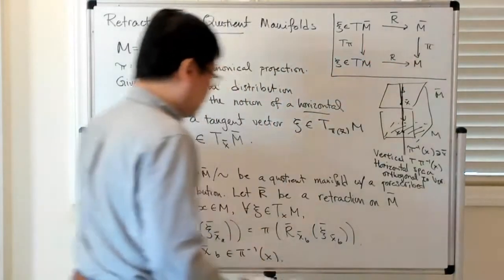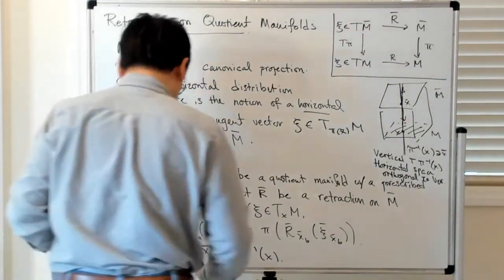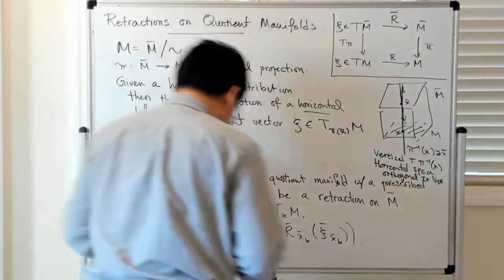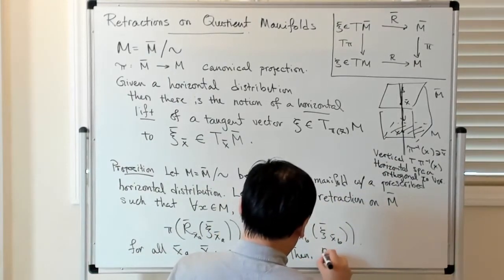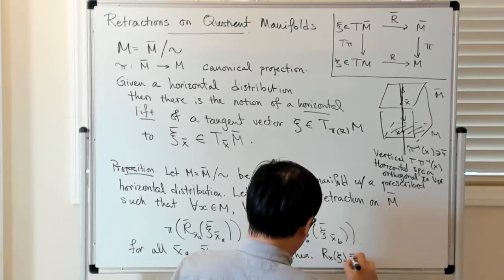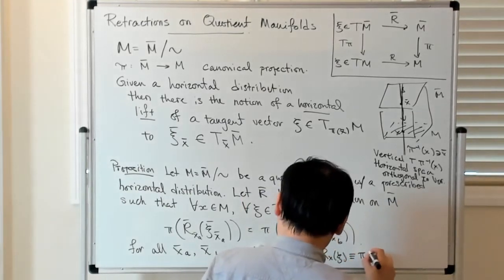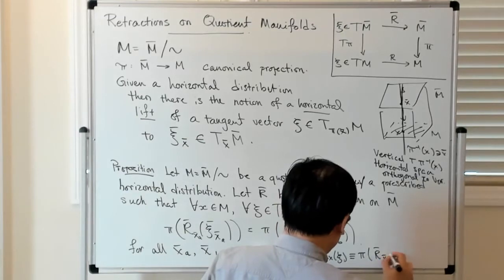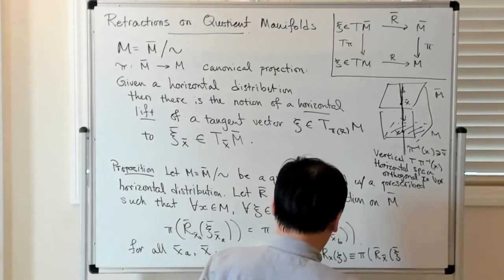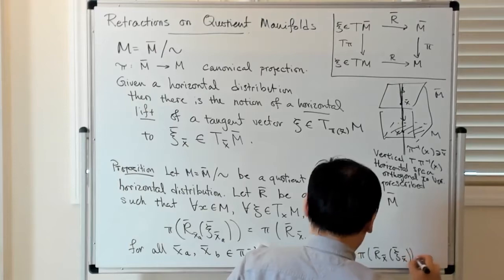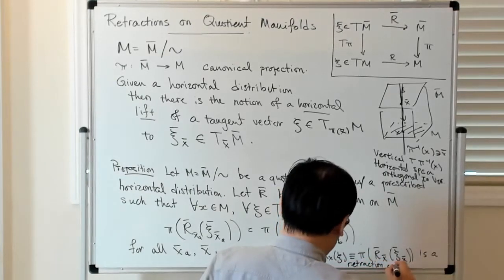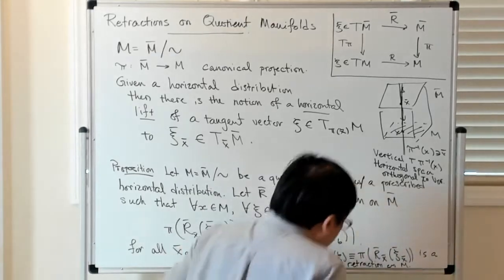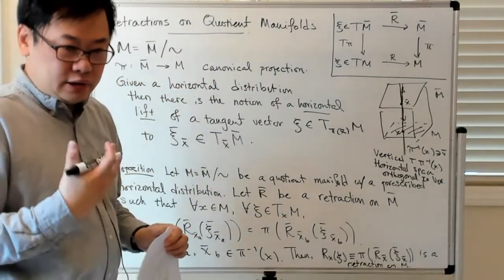on M. That's the main point, right? So then, R X C, which is defined now to be pi of R bar X bar at C bar X bar, is a retraction on M.